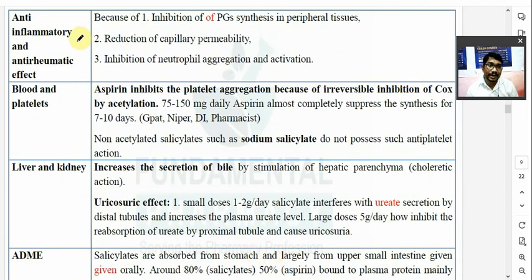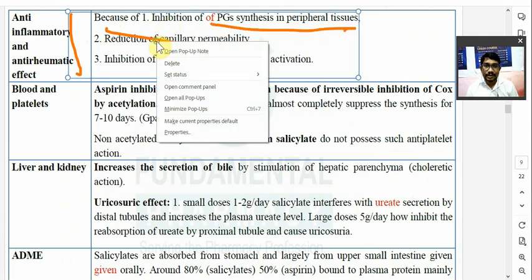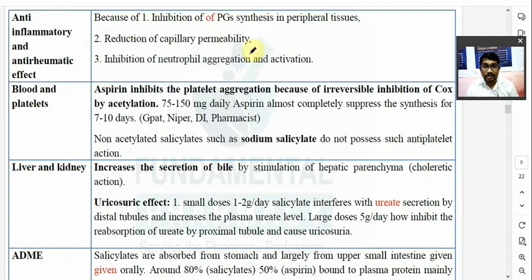Now, anti-inflammatory activity is because of the inhibition of prostaglandins in the peripheral tissues. Then that leads to decreased production of PG, prostaglandins. Okay, that leads to reduction in the capillary permeability, reduction in the edema, inhibition of neutrophil aggregation and activation.